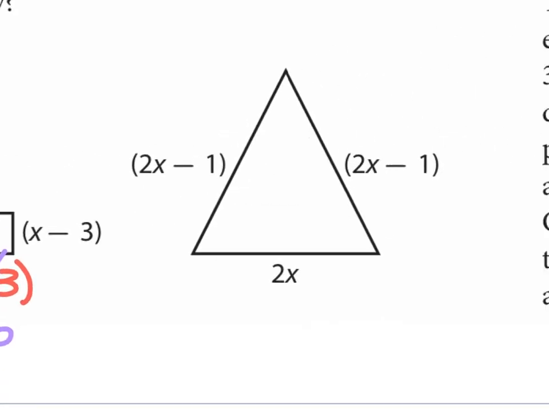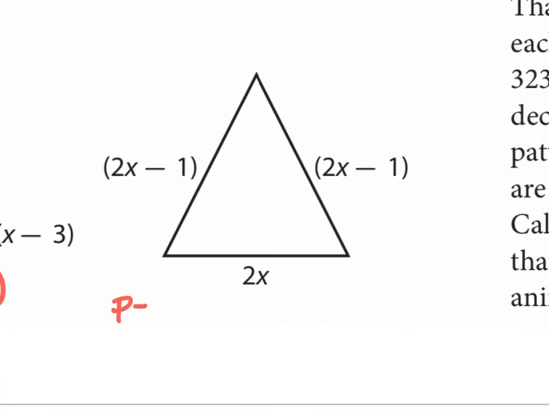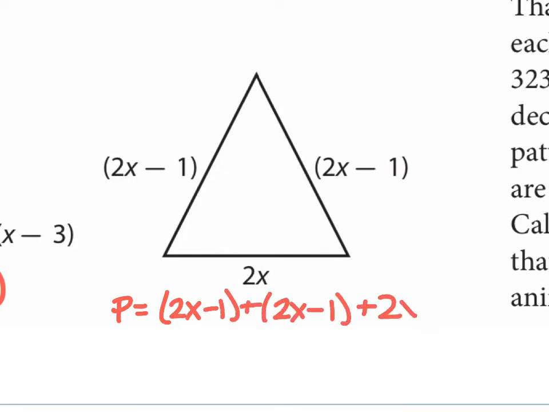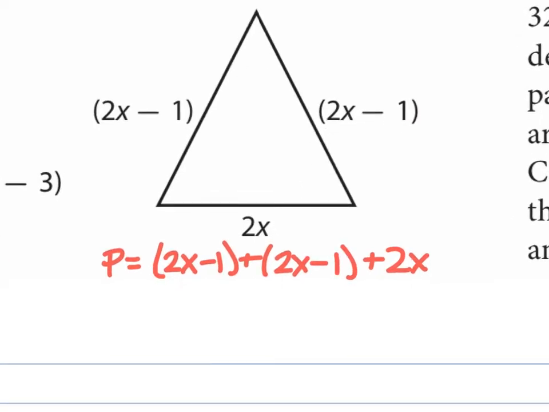If we find the perimeter of the triangle, we're going to have the 2x minus 1 plus the 2x minus 1 plus 2x. So 2x plus 2x plus 2x gives us 6x. Negative 1 minus 1 is negative 2. So our perimeter for that triangle is 6x minus 2.